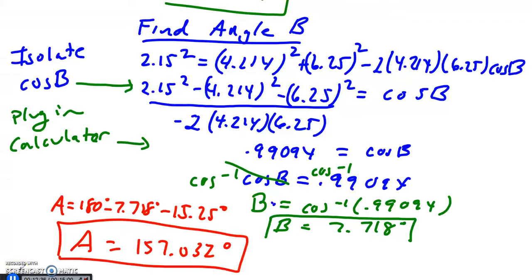All right, guys, here's my work. I plugged everything in, isolated cosine of B, got 0.99094 from the calculator, got that B was 7.718 degrees, then found angle A because I know a triangle is equal to 180. So again, feel free to pause the video here if you would like to copy anything down.